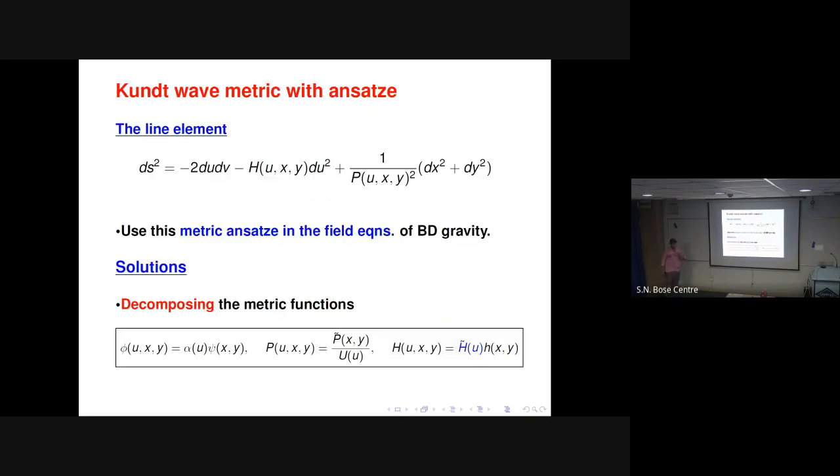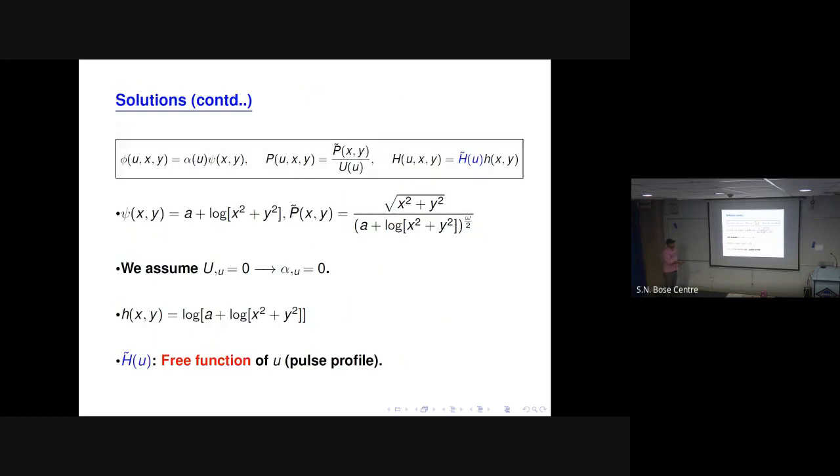But pp-waves need matter, as I showed earlier. But what happens is, Brans-Dicke has an additional degree of freedom, which is the scalar field. And the scalar field gives you the additional degree of freedom to have the matter source, to generate the matter source for the wave. So this is the metric and ansatz, and we solve the field equations for Brans-Dicke gravity, and we end up with some solutions, which are given over here. And note again, this h tilde is a free function of u. It is not fixed.